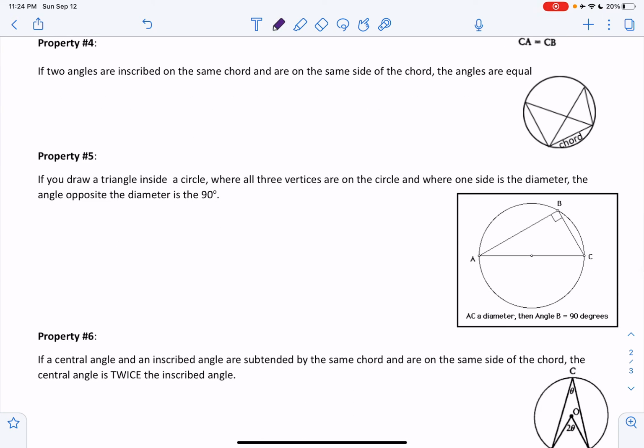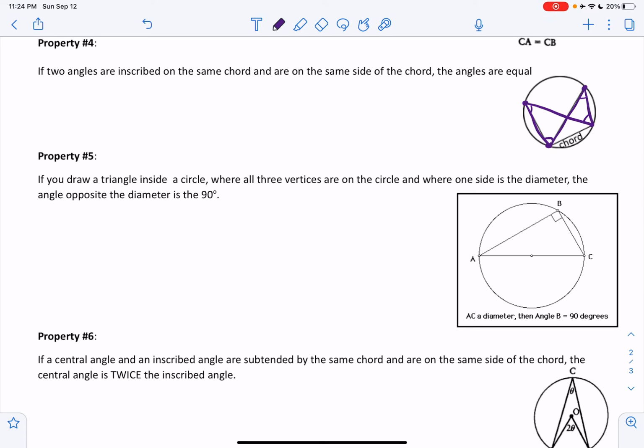All right, so property 4. If two angles are inscribed on the same chord and are on the same side of the chord, the angles are equal. So that's a bit of a wordy one, so let me reword it for you. So we have two angles that are on the same chord and on the same side of a chord. So if I look here, I have some chords going on. So when I have a bunch of chords like this, if I have some angles that are formed, these angles have to be the same in each of these.